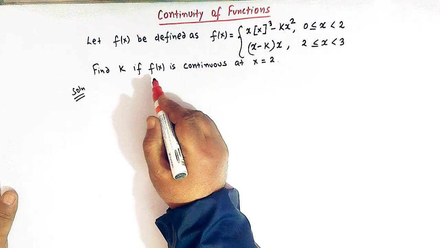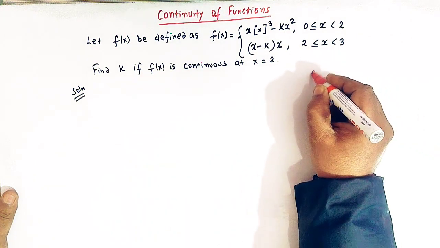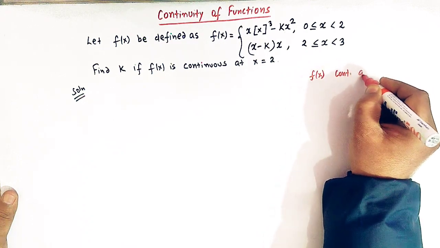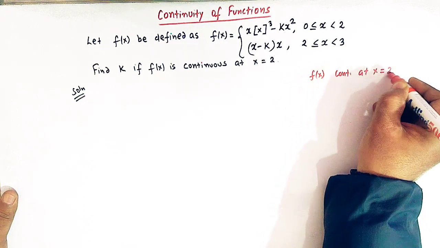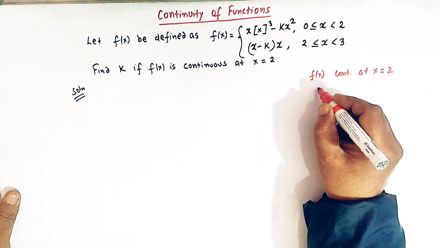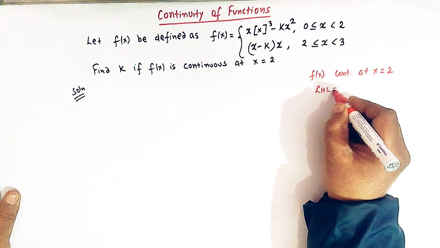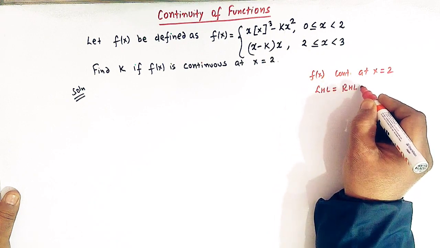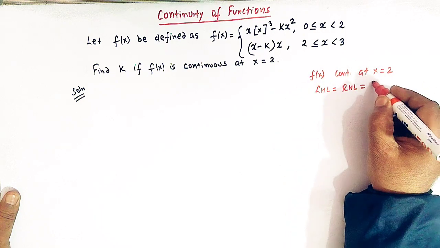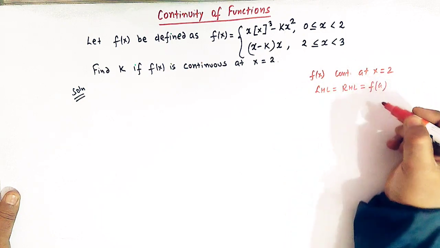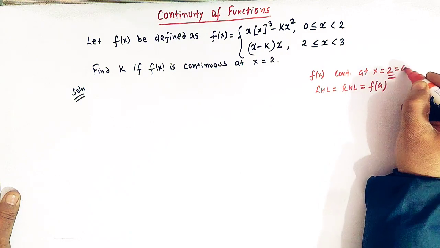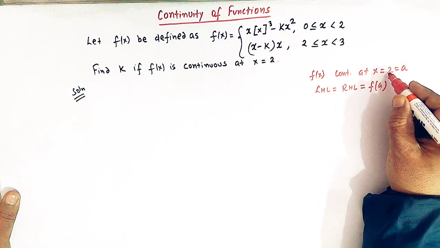So here this function f(x) is given to be continuous at x equals 2, right? So we know that a function is said to be continuous if the left hand limit is equal to the right hand limit and both these limits are equal to the value of the function at the given point, right? So here we are given x equals 2, so the value of a is 2, right?